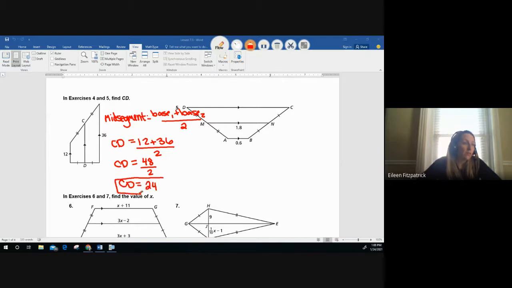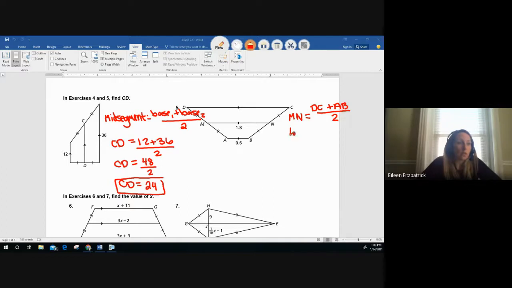If you want to pause and try the next problem on your own before I set it up, that might be a good idea. Or if you want to set it up, you're going to say that the mid-segment, which is MN, is equal to base 1, which you can either do CD or AB. It doesn't matter. I'll say DC plus AB divided by 2.